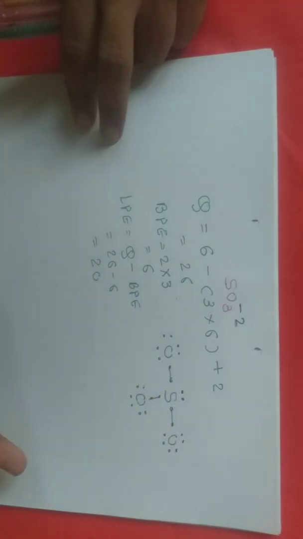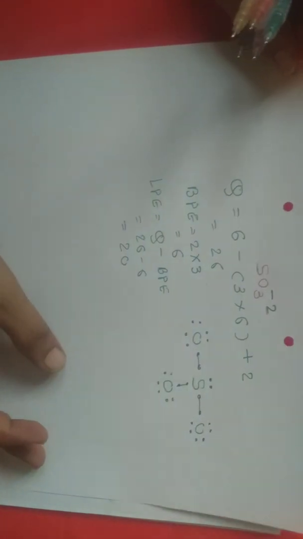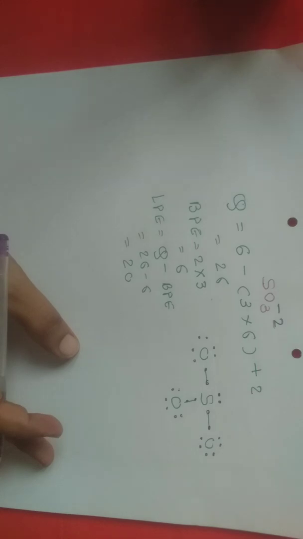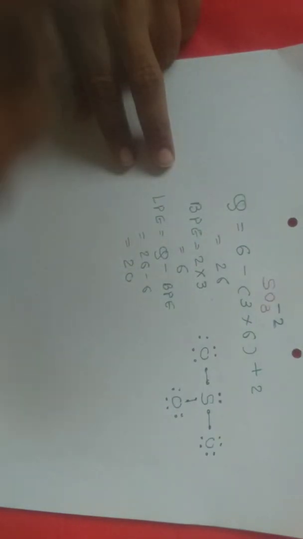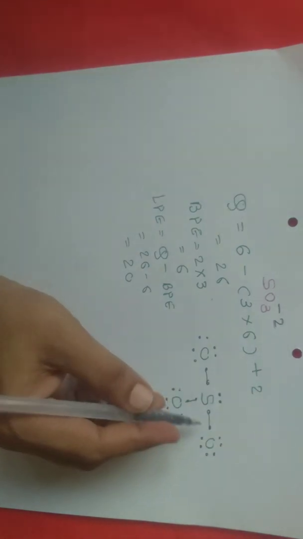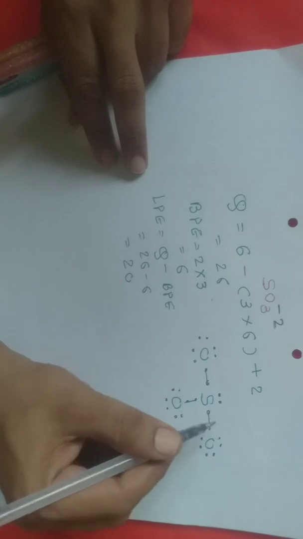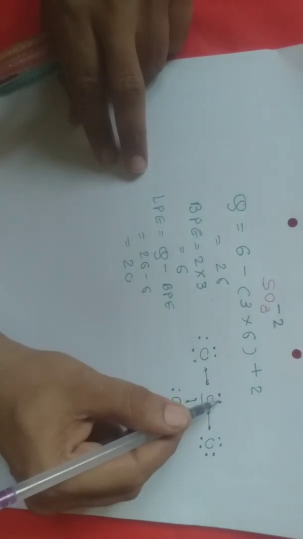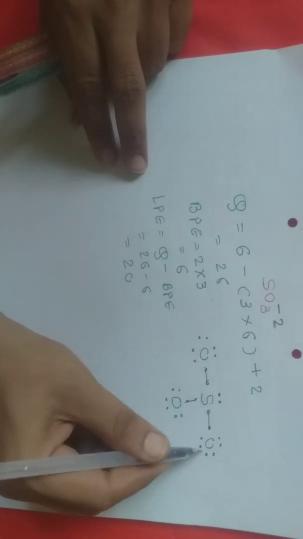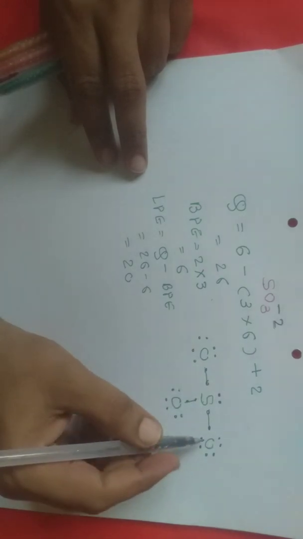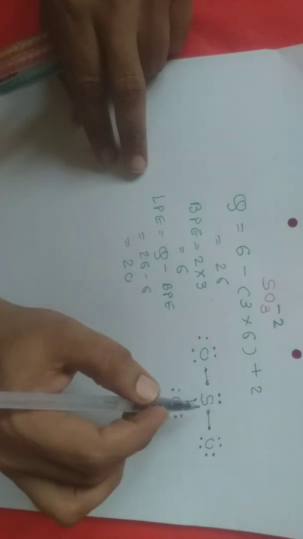Give priority to fulfilling the octet of corner atoms, and after the corner atoms, if you still have any lone pair electrons, then utilize those lone pair electrons for the center atom. Now in this structure, my sulfur is the center atom. So 1, 2, 3, 4, 5, 6, 7, 8. 8 electrons are with the sulfur and 8 electrons with each corner atom. So the octet of corner atoms as well as the center atom is fulfilled very well.